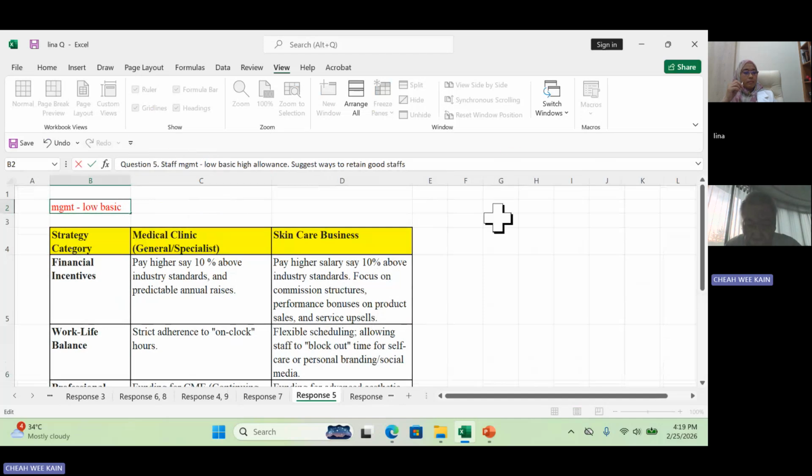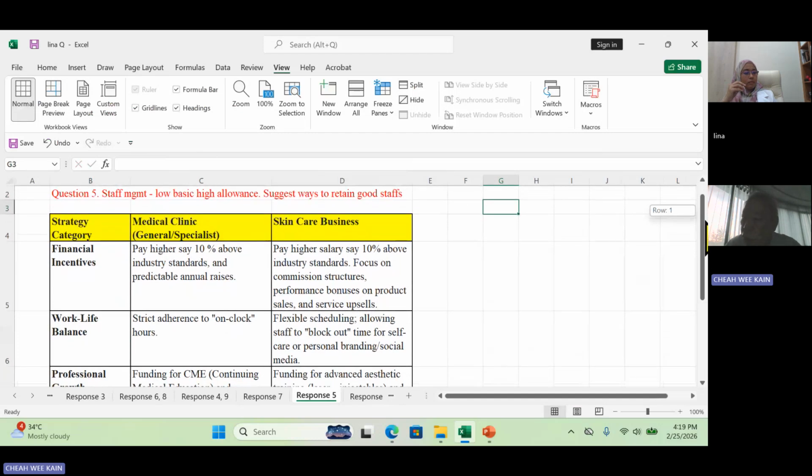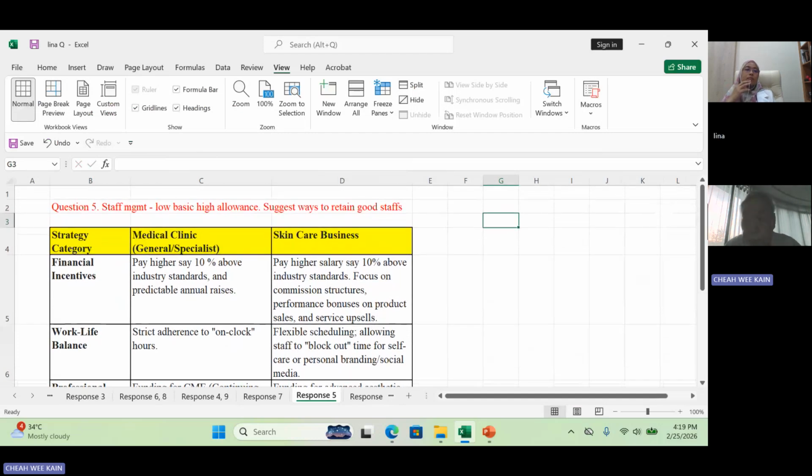Staff management, low basic pay: suggest ways to retain staff. First and foremost, people don't work for free. The first category is financial incentive. For both of them, I suggest you pay a higher salary, 10% above the normal.